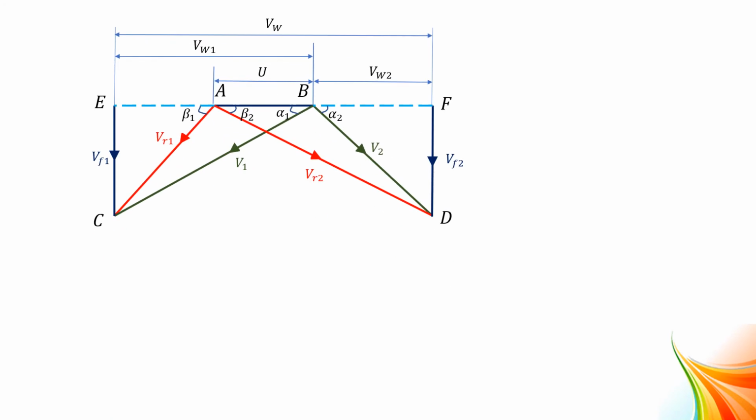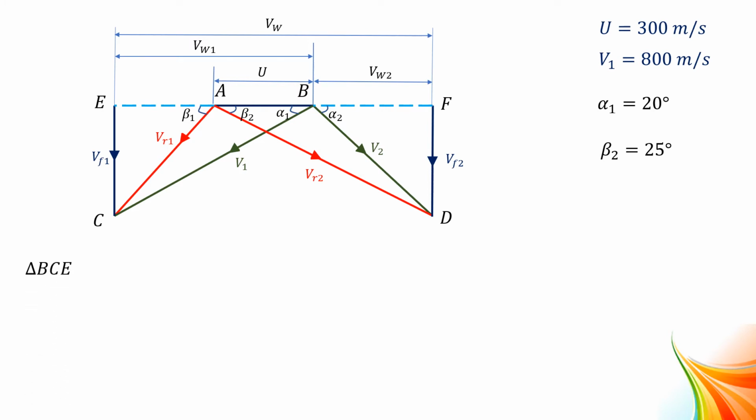First we have to draw the rough combined velocity triangle of the impulse turbine. Then we have to write the given data one by one. Blade velocity U equal to 300 meters per second. Absolute velocity of steam leaving the nozzle V1 equal to 800 meters per second. Nozzle angle alpha 1 equal to 20 degree. Blade angle at exit beta 2 equal to 25 degree.